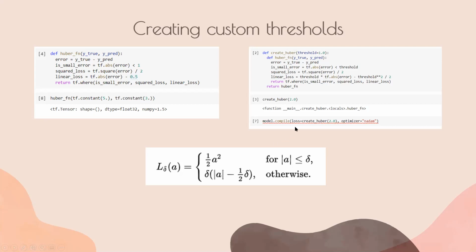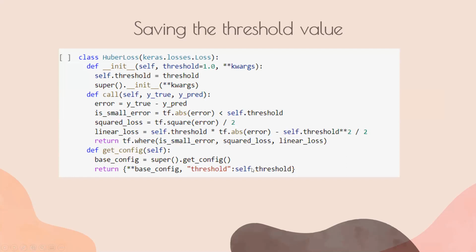Going through this code on the right, you can see I've created a function that creates another function. The reason we're doing this is, this is the function we've already made, and this is the function that will create the Huber_fn function with the threshold that you choose to determine. And then when you save the model, this is how you have to do it. The threshold value would not actually be saved, so we have to specify the threshold value when we load the model. The way to do that is by creating a subclass of the keras.losses.Loss class here.